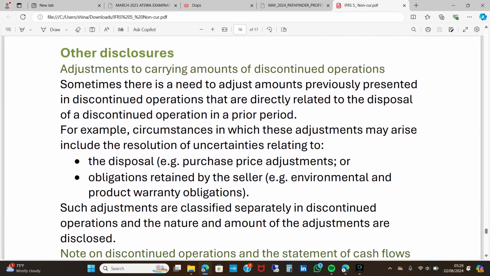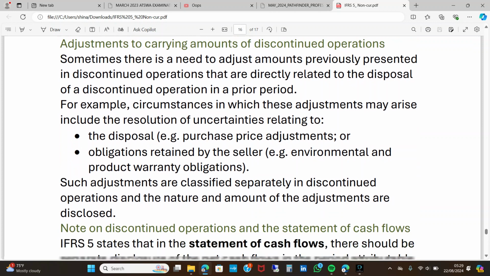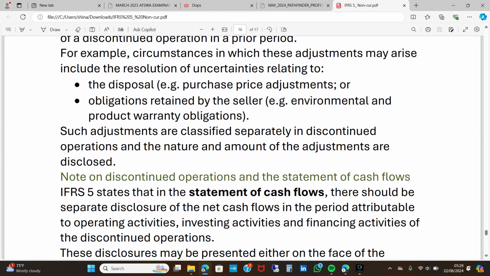Now, let's look at other disclosures. What are the other information we should disclose about discontinued operations? Okay. It says now, sometimes there's a need to adjust amounts previously presented in discontinued operations that are directly related to the disposal of discontinued operations in a prior period. For example, circumstances in which adjustments may arise include: 1, disposal, e.g. purchase price adjustment, obligations retained by the seller. Such adjustments are classified separately in discontinued operations and the nature and amount of the adjustments are disclosed.